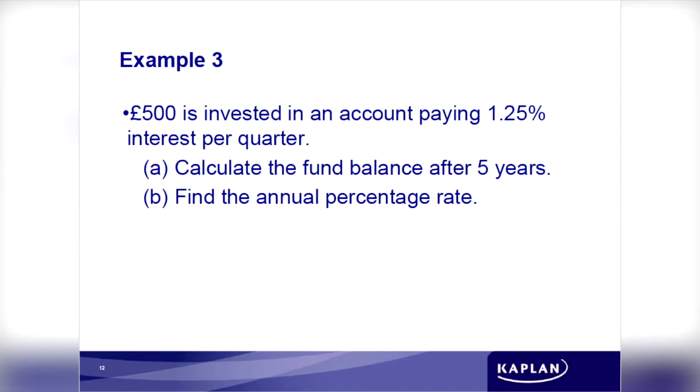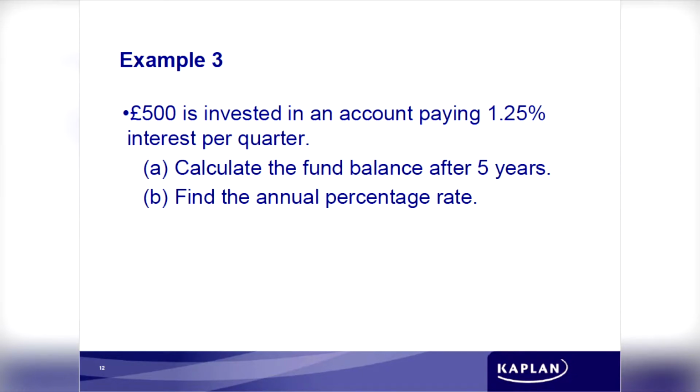Then B, find the annual percentage rate. The annual percentage rate has nothing to do with the amount that has been invested. So it's the same formula without the X, the principal amount. You're just going to say 1 plus R to the power of N, minus 1. Okay, so we're investing £500, earning interest quarterly on that £500.